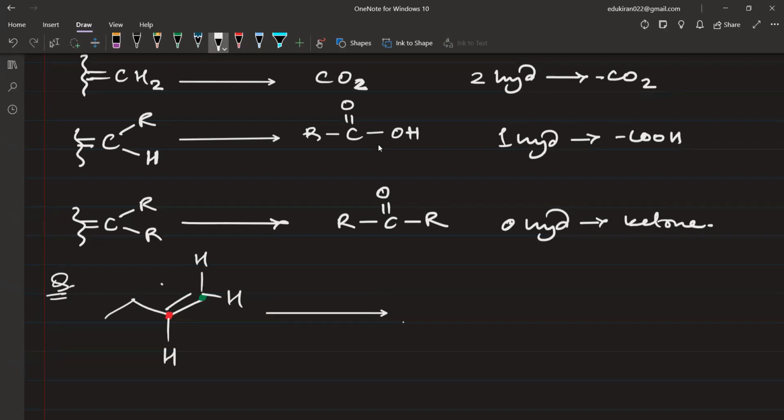ठीक है, तो अब this is going to break. 1 2 3 कार्बन आटम, एक हाइड्रोजन है तो 3 कार्बन आटम का कार्बोक्सिलिक एसिड. So 1 2 3 and this is going to be carboxylic acid. Here you have what? Two hydrogens, तो एक कार्बन का कार्बन डाइऑक्साइड.